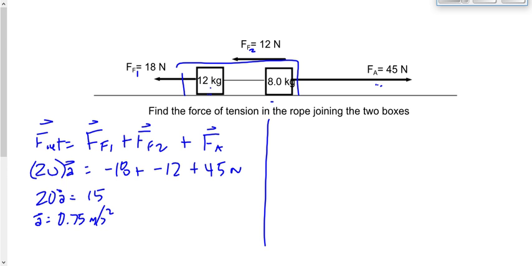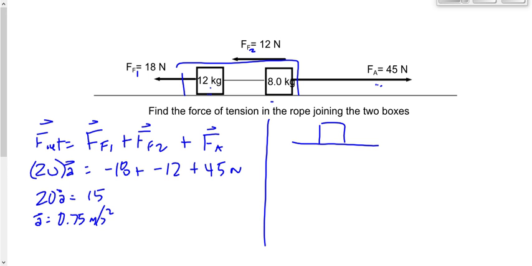Draw another diagram for what? Okay, sure. Yeah, let's draw a free body diagram for one object. Now, Simon suggests that we draw it for the 12 kilogram object. Let's do that. Here's the 12 kilogram object.